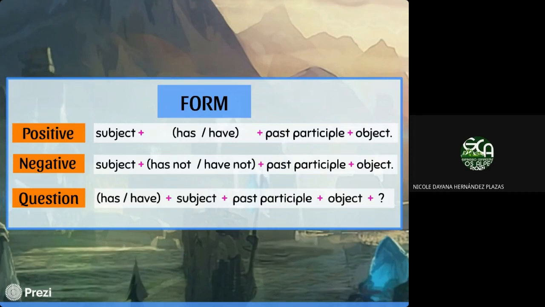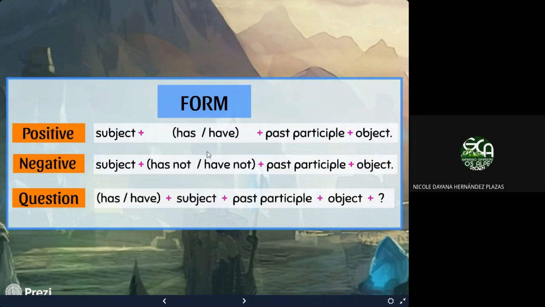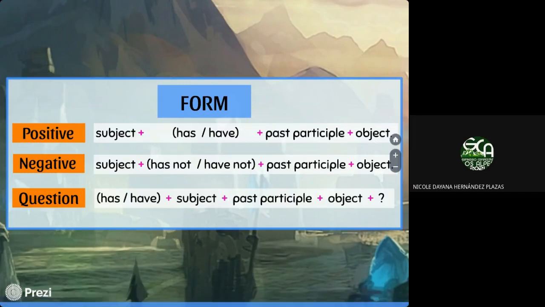In the positive form, guys, you are going to use the subject. You are going to use has or have by taking into account the subject. You are going to use the past participle form of the verb, and you are going to use your object or your complement. So, we have like two categories of verbs in English. Who can tell me which are those two categories? Irregular verbs and regular verbs. That's it. So we have regular and irregular.